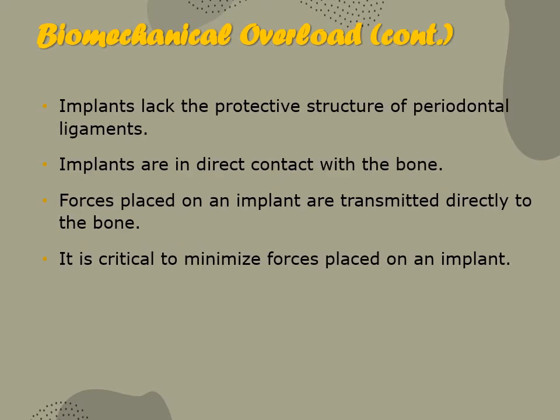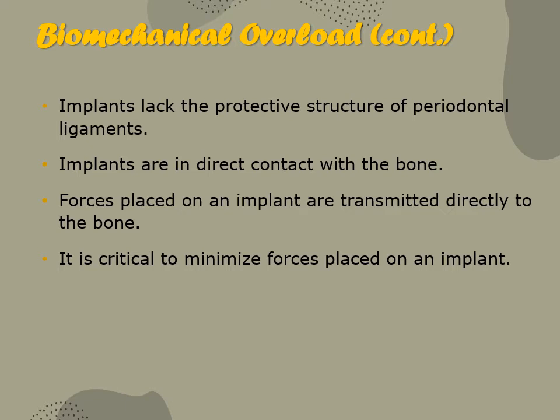Biomechanical overload. The implants lack the protective structure of a periodontal ligament. We talked about this. If we consider the PDL as those shock absorbers, the implants don't have it. Implants are in direct contact with the bone. They are ankylosed to the bone. The forces placed on an implant are transmitted directly to the bone. So anytime you crunch down on ice or an almond, it's going to take all of that force directly down into those osseointegrated little threads, and whether or not they can hold up over time. It is critical to minimize the forces that are placed on an implant.